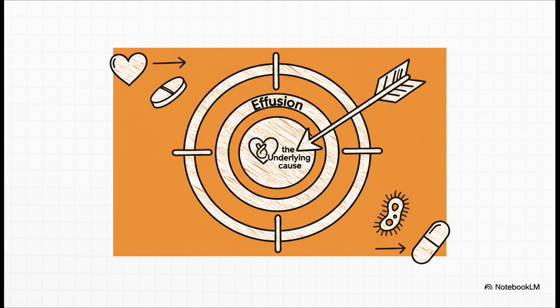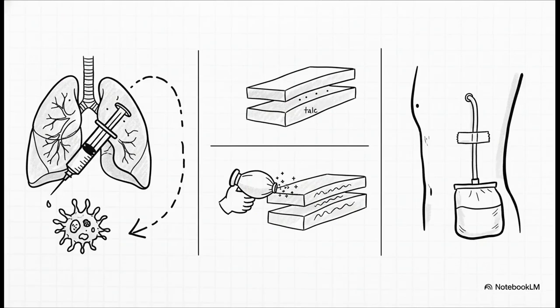So if the cause is heart failure, the treatment is diuretics. If it's pneumonia, you're giving antibiotics. Simple as that. Of course, you can also do a larger volume thoracentesis just to drain off the fluid and help the patient breathe easier. Now, malignant effusions, they're a whole different ballgame. They're tough because they almost always come back.